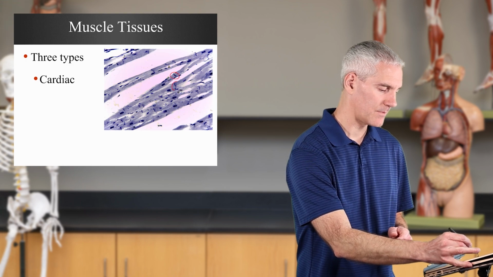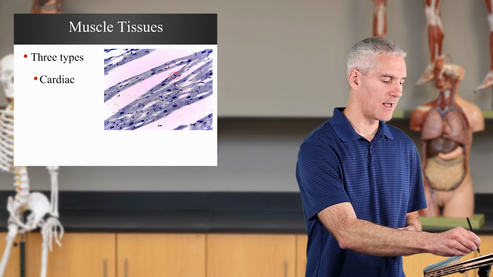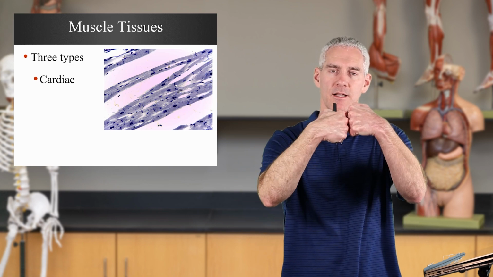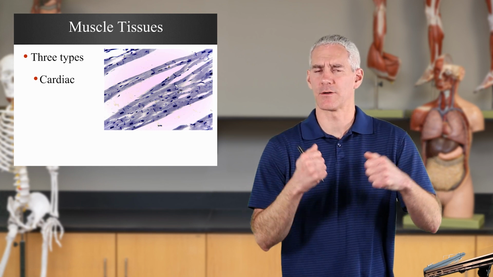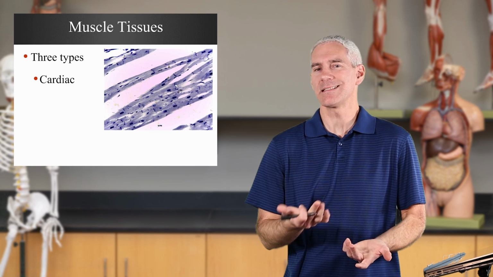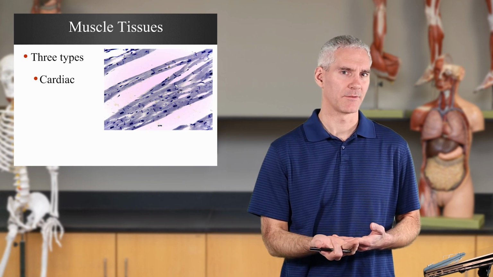Here's one, here's one. Those intercalated discs are going to be the thicker, darker bands that are allowing the muscle cell to be held together. So it's nice and strong, making sure it doesn't tear apart. You've got the striations, all those little lines, and it's typically uninucleate. So that's our cardiac muscle.